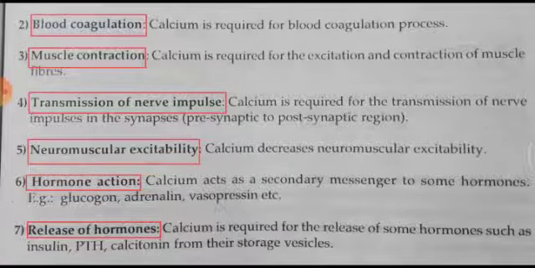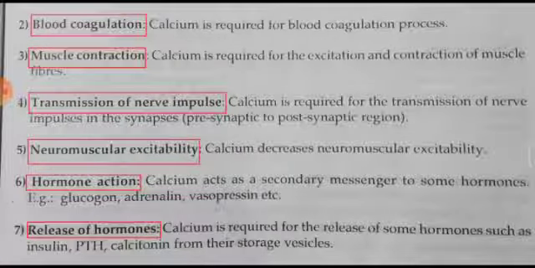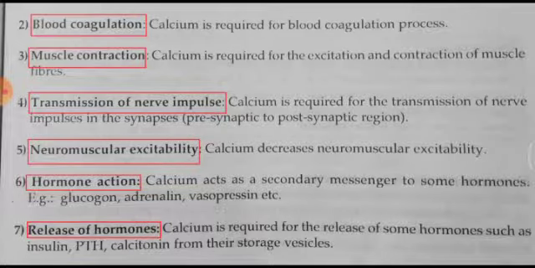Along with this, calcium also acts in hormone action, as a secondary messenger. For example, glucagon, adrenaline, and vasopressin utilize calcium. And for the release of hormones, calcium is required for the release of some hormones such as insulin, parathyroid hormone, calcitonin, and others from their storage areas or vesicles.